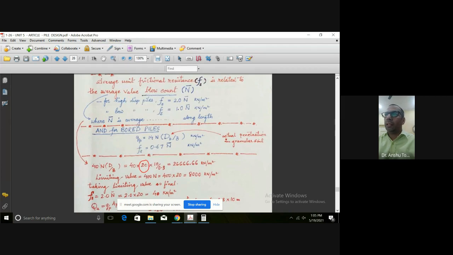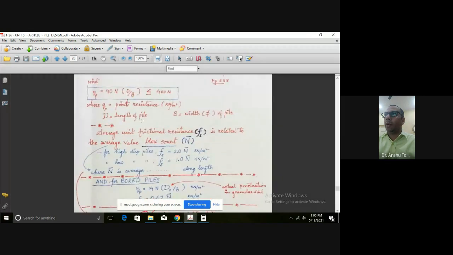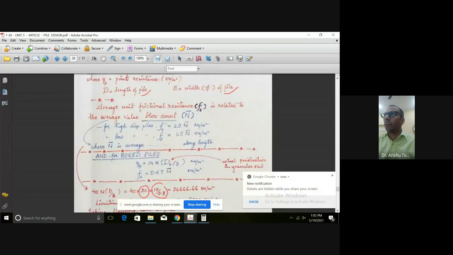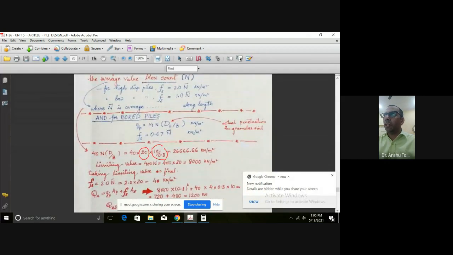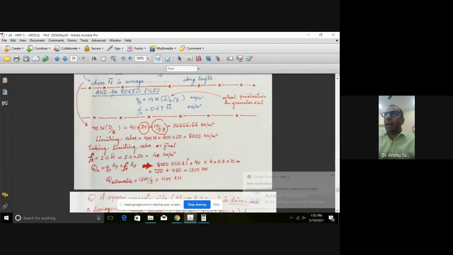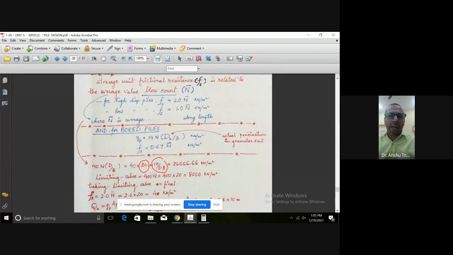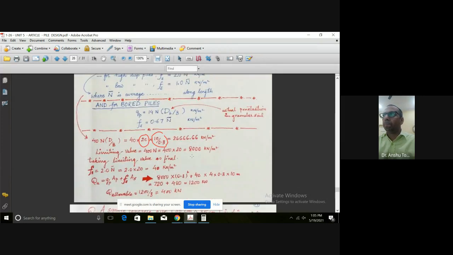40 is in the formula and 10 upon 0.3 is the value which we have got from here, which is going to give us this in kilonewton per meter square. Limiting value is of course 400 N. So whichever is less we will be taking. So 400 into N is going to give us 8,000.